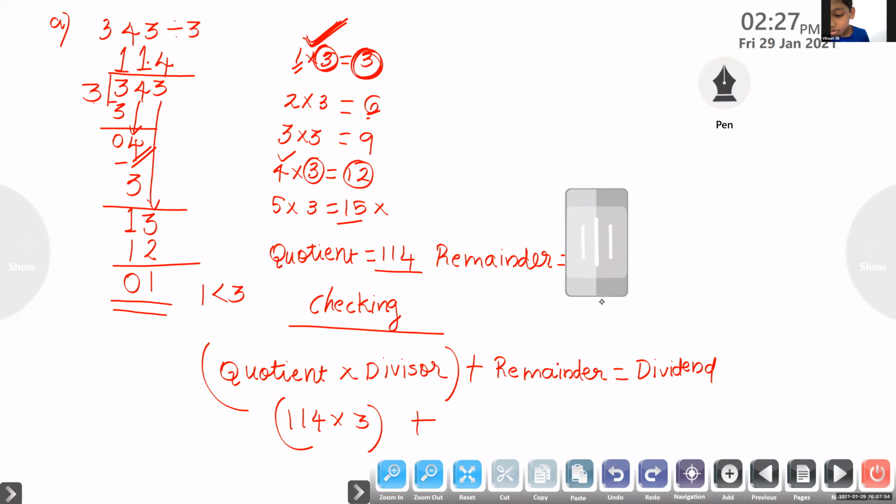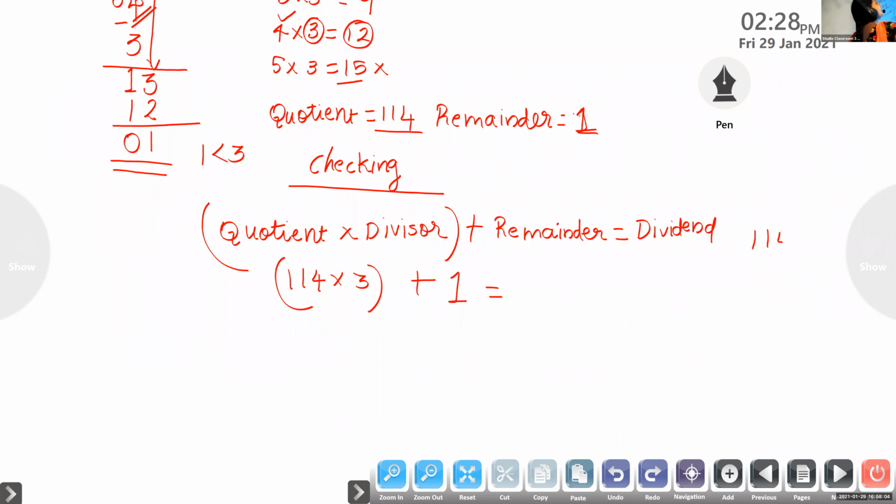Remainder is 1. So 114 into 3 we have to multiply. 4 3s are 12, 2 here, 1 balance. 1 3 is 3, 3 plus 1 is 4. 1 3 is again 3. So when we multiply 114 into 3, we got 342.